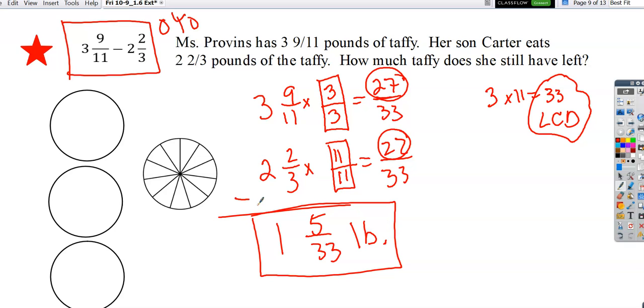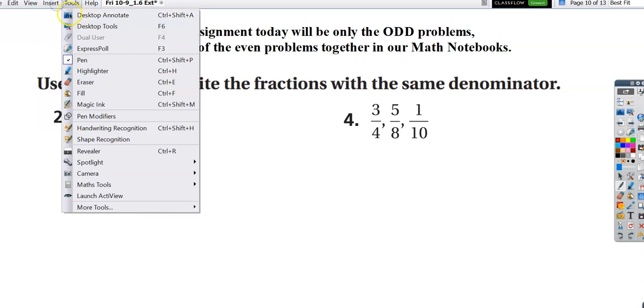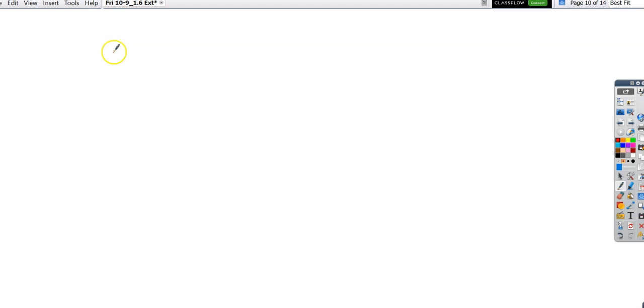So that's what you're doing in the homework today. You're adding and subtracting fractions with different denominators. And so let me just write out the steps of what you need to do. And so I'm going to insert a page before. Okay, here's your 3 steps.